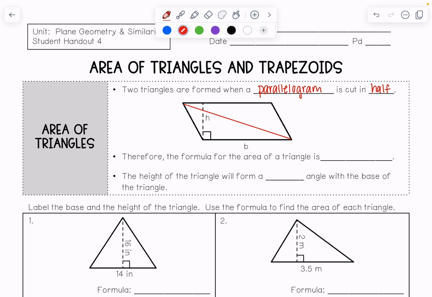So the area formula for a parallelogram is base times height. We are going to cut that in half. So when we're finding the area for a triangle, we have area equals half base times height. We're going to do half times the base times height because, again, a triangle is half of a parallelogram. The height of the triangle will form a right angle with the base of the triangle. We talked about that with parallelograms. It's the same thing with triangles. So we have to look for that right angle to figure out where the base and height are.